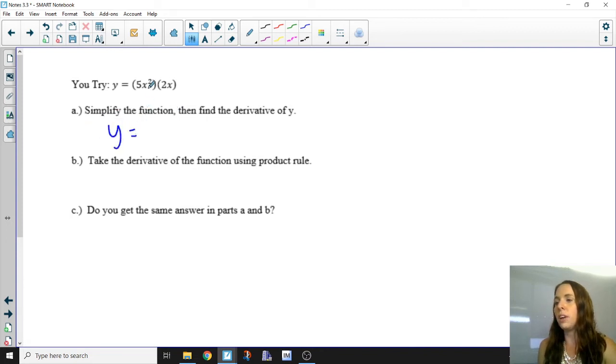So simplify the function, meaning let's multiply this through. 5 times 2 is 10. x squared times x is x to the third. Easy simplification, right? Then find the derivative of it. y prime is 30x squared.